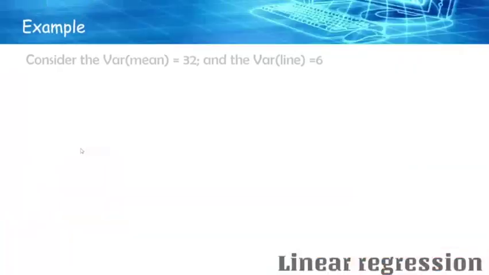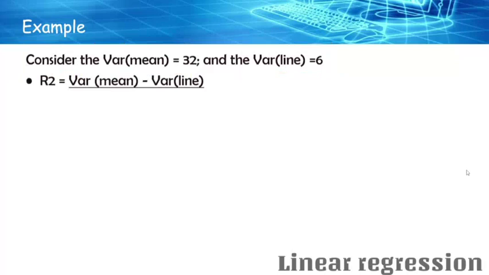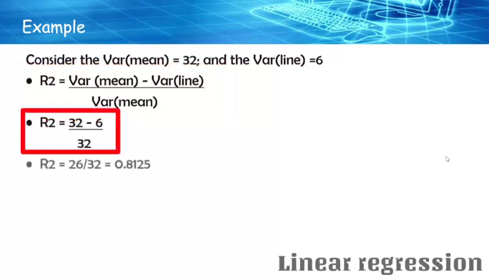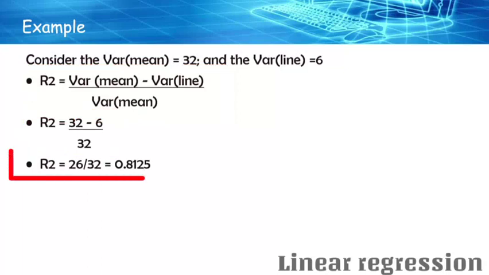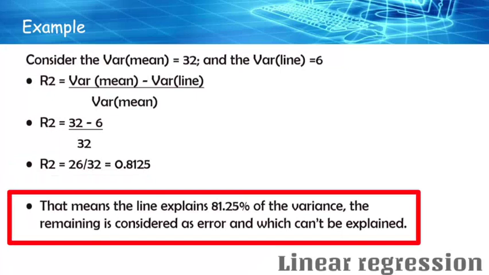So next we'll be seeing an example. We'll just consider basic direct values. Consider the mean variation as 32 and line variation as 6. So here R square would be variation of mean minus variation of line, divided by variation of mean. That will be 32 minus 6 divided by 32. Basically it is R square, not R2. So 26 by 32 gives us 0.8125. That is a pretty good accuracy. That means the line explains 81.25 percent of the variance.